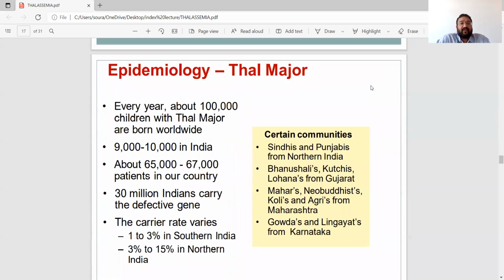Now, what is the epidemiology? Every year, about 100,000 children are born with thalassemia major worldwide. Approximately 9 to 10,000 children are born in India alone. About 65,000 to 67,000 patients are present in our country, and 30 million people carry the defective gene for thalassemia.